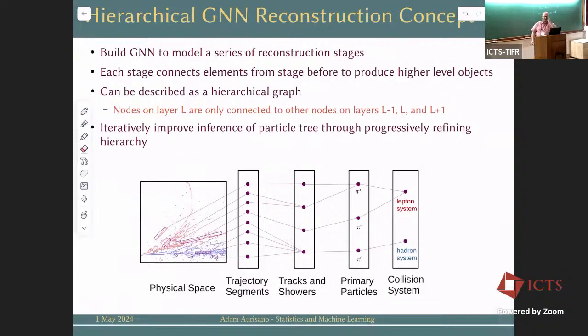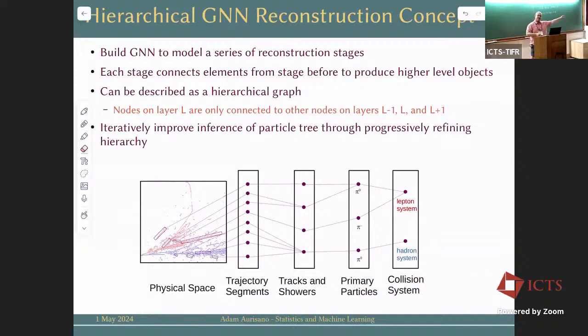And so you could think of something like a hierarchical model where you have different notions of reconstruction, things that you would normally consider different stages of reconstruction, as basically different graphs. So you have your physical space, which is the hits in your 2-dimensional plane. Then you have trajectory segments, which would correspond to the trajectory of a single particle. Then you have whole tracks or showers, which would be if you stitch together everything that came from a muon traveling or something like that, or all of the little trajectory segments that make up an electron shower, right? Stitching those together, you can then further stitch those together into primary particles.